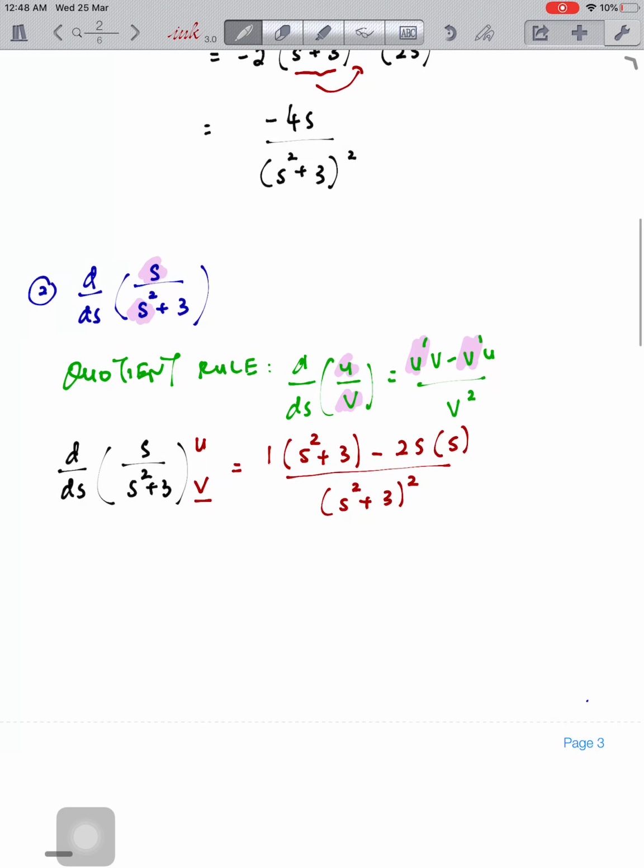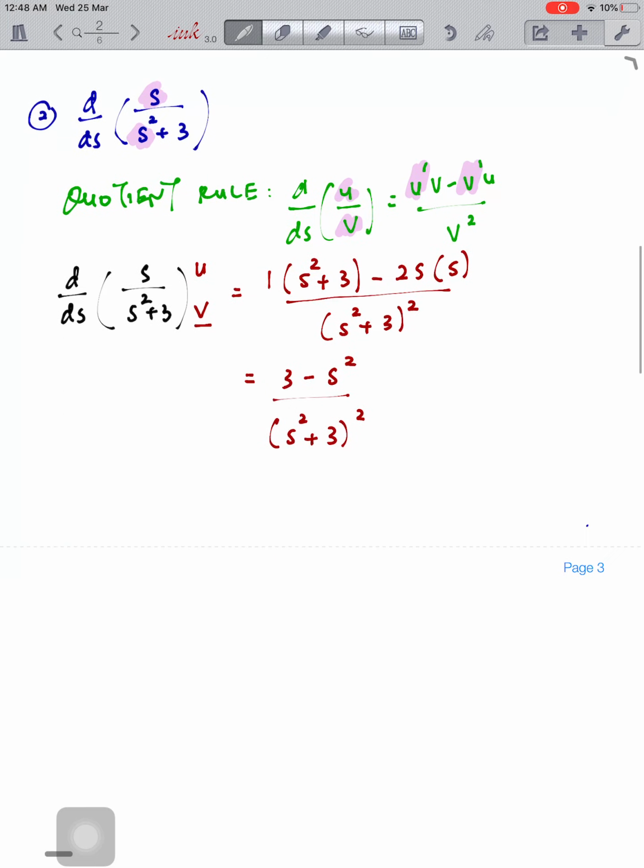And you might want to simplify this a little bit instead of leaving it like this. So I will end up with s squared plus 3 minus 2s squared, so that will be 3 minus s squared over s squared plus 3 to the power of 2. So that will be the outcome when we use quotient rule.